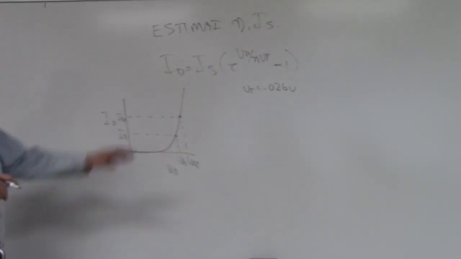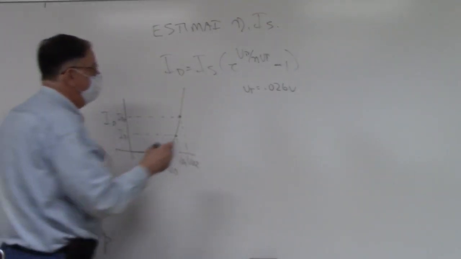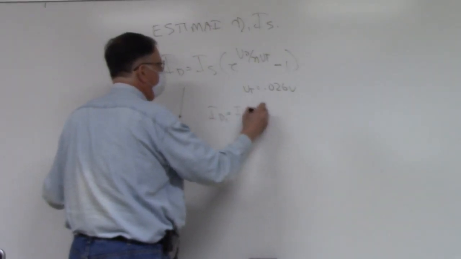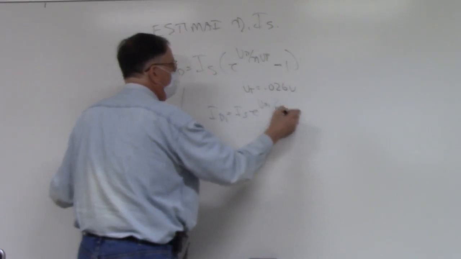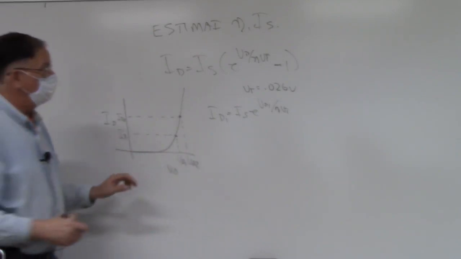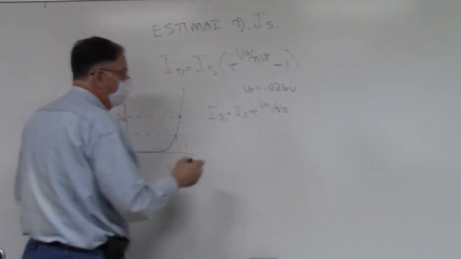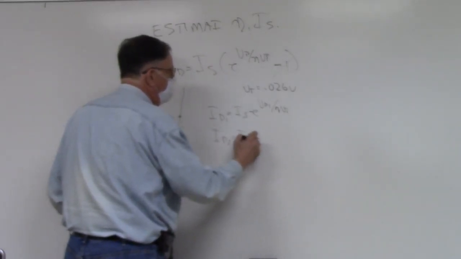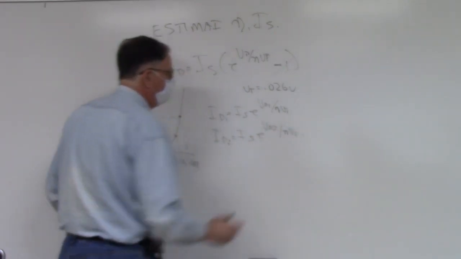You're just going to pick 2 points on the curve, measure those voltages and currents, and then we're going to solve this equation twice simultaneously. So we're going to say that ID1 is equal to I sub s e to the VD1 over NVT. We can leave off the minus 1 because we're squarely in forward bias. And then ID2 is equal to IS e to the VD2 over NVT, like this.